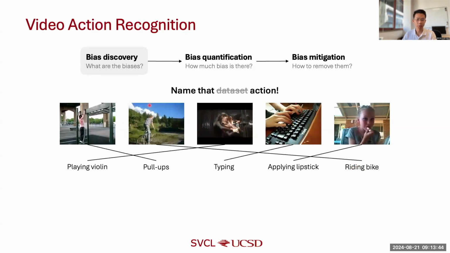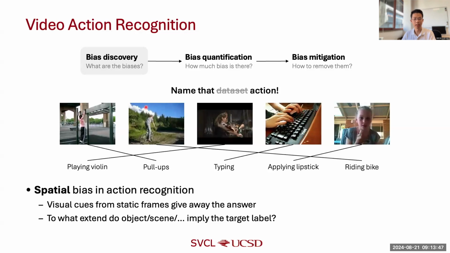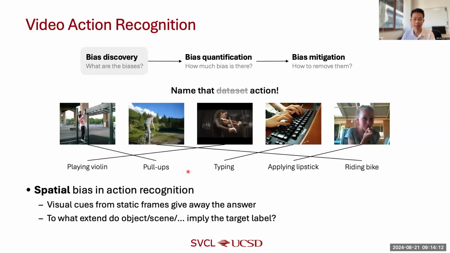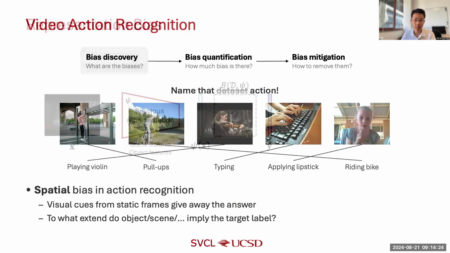So in this sense, we say that the mini dataset I'm showing here is spatially biased because visual cues from static image frames already give away the correct action class. So if we train a model on this kind of dataset, it can take shortcuts and infer the actions basically only by recognizing objects and scenes without ever understanding the temporal progression of the actions. So the quantitative question behind this is how significant is the bias, or to what extent do object, scene, or other spatial features imply our target action label?